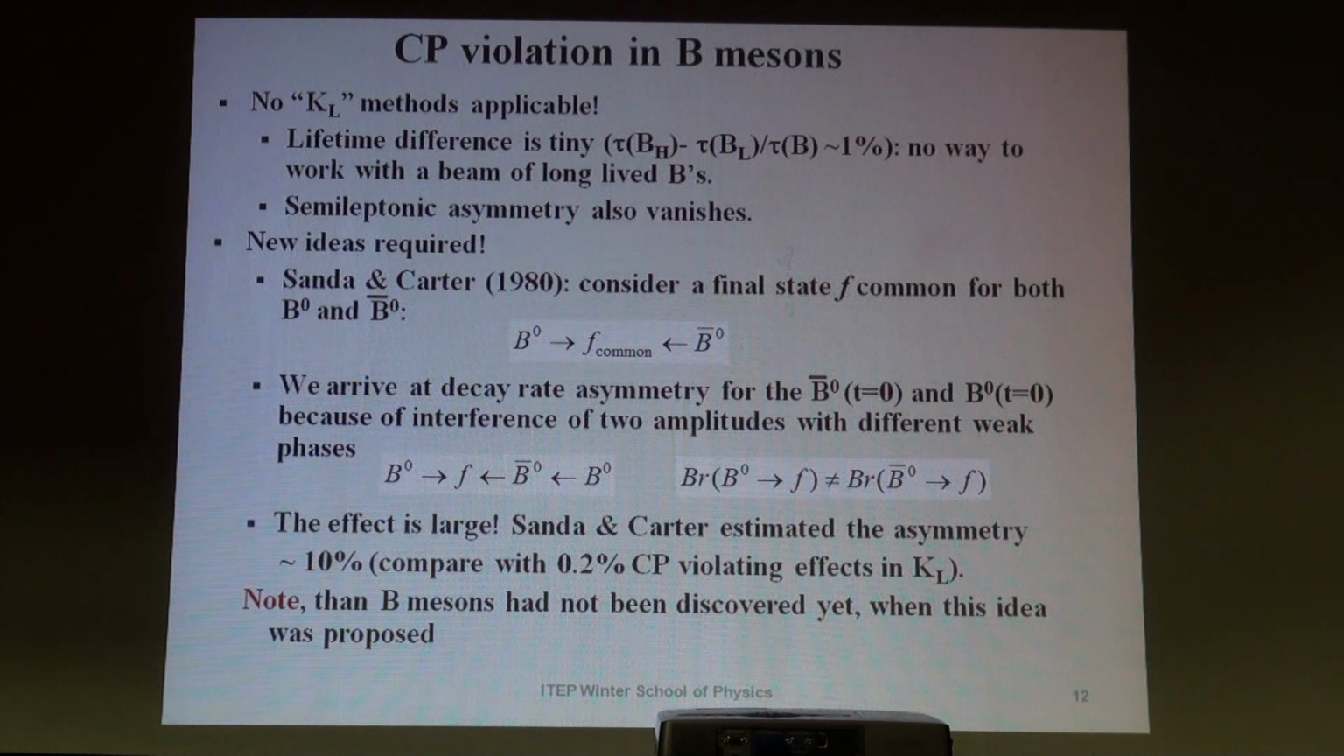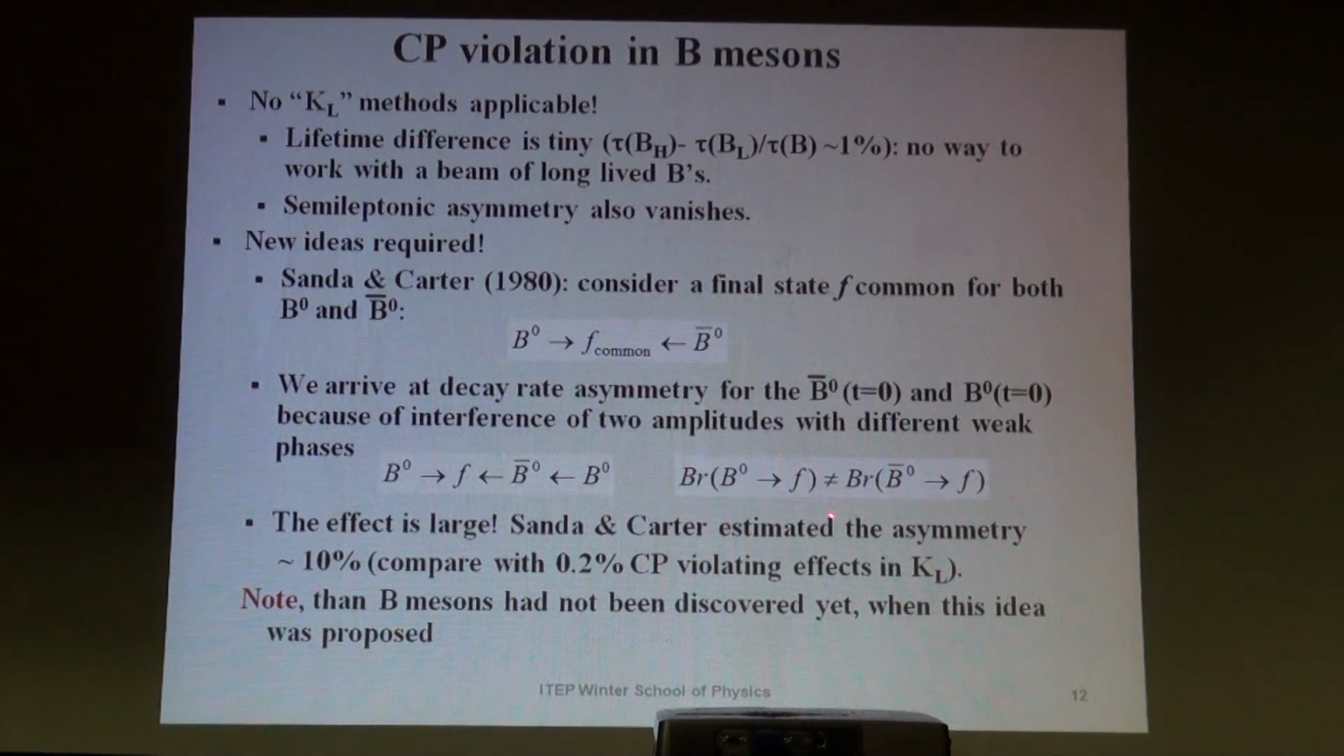So a new idea is required for this, and this idea was suggested in 1980, quite a long time ago, by Sanda and Carter, who suggested to look at some decay of B mesons which is common for B0 and B0 bar. If we find some final state which is common for B0 and B0 bar, then we try to calculate the amplitudes for B0 and B0 bar going to F. Because there are two amplitudes, we can finally get some CP violation, not only a quality of these two branching fractions.